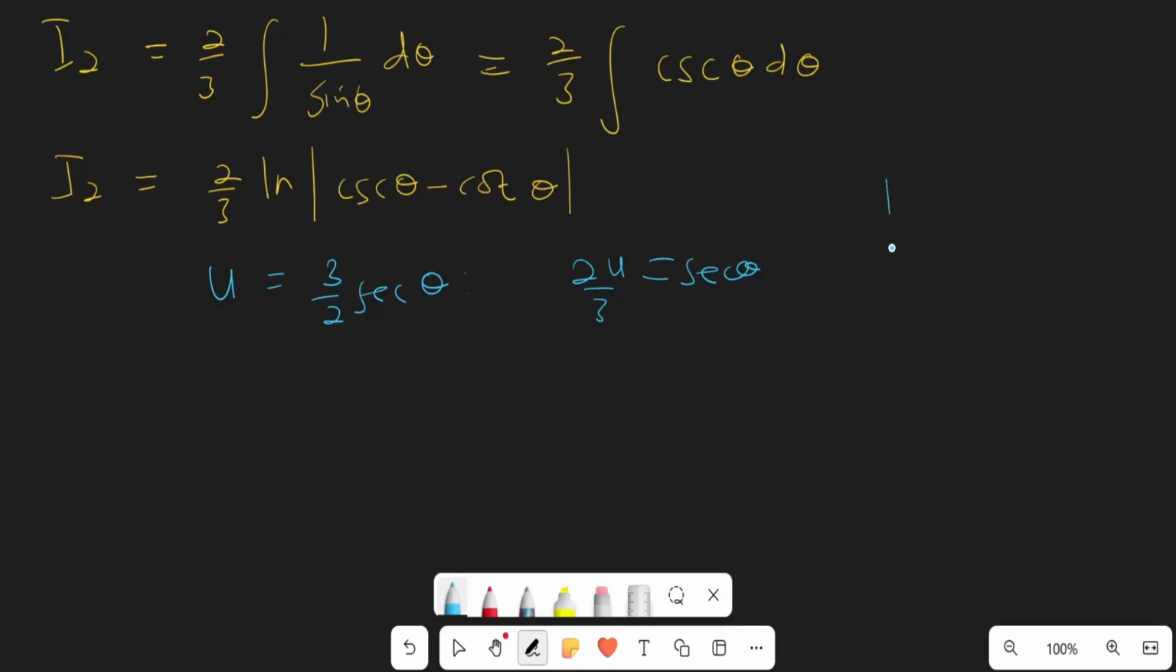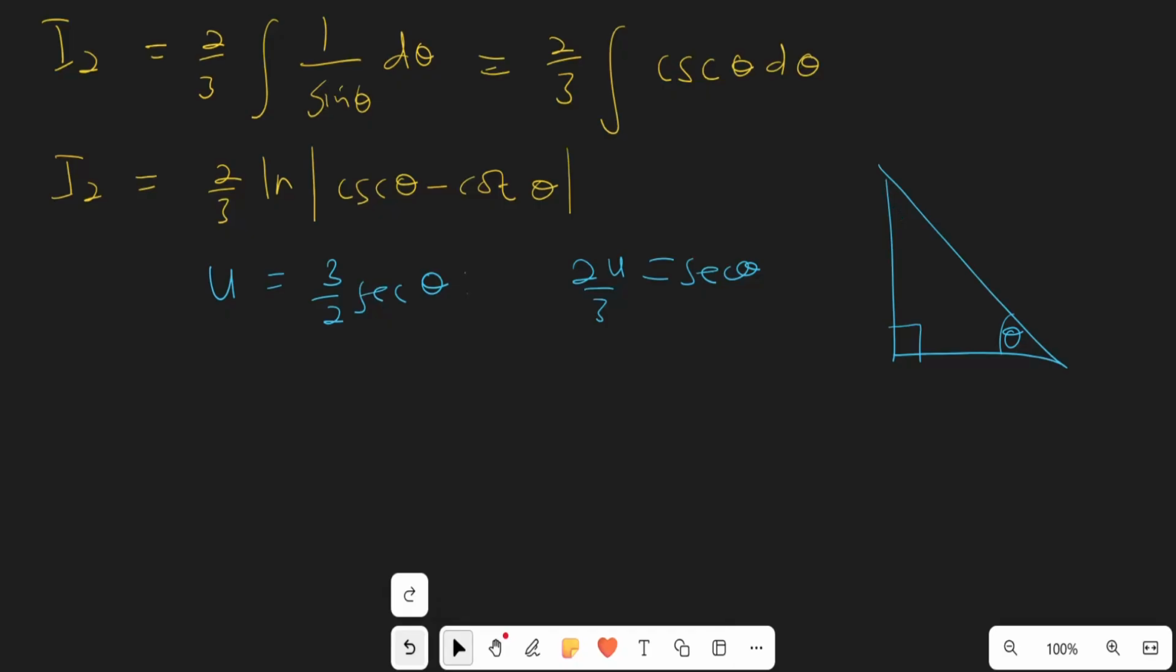Now let's draw a right angle triangle. Put our right angle here, put our angle theta here. So this line is opposite to the angle theta, so that becomes the opposite. But secant theta, what is secant theta? Secant is hypotenuse over adjacent. The hypotenuse is always the line opposite to the right angle. So this is 2u. Adjacent is the line just adjacent to our angle, which is 3. So our task now is to find this opposite, the one opposite to our angle theta.